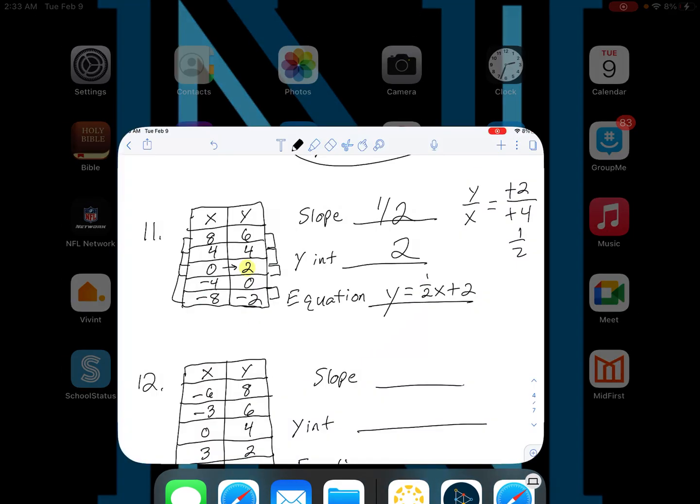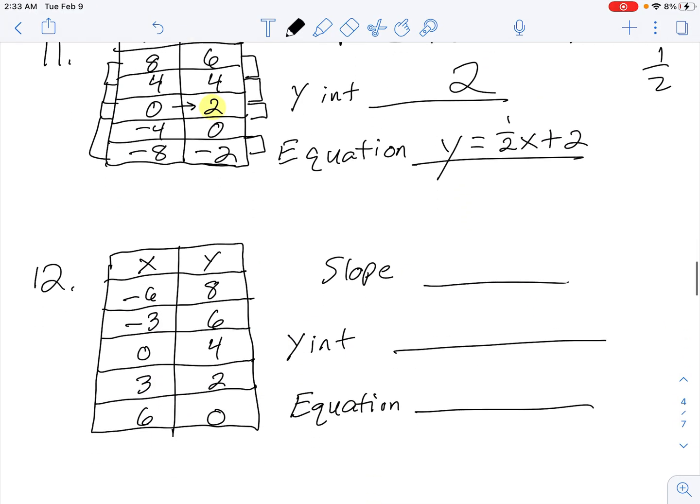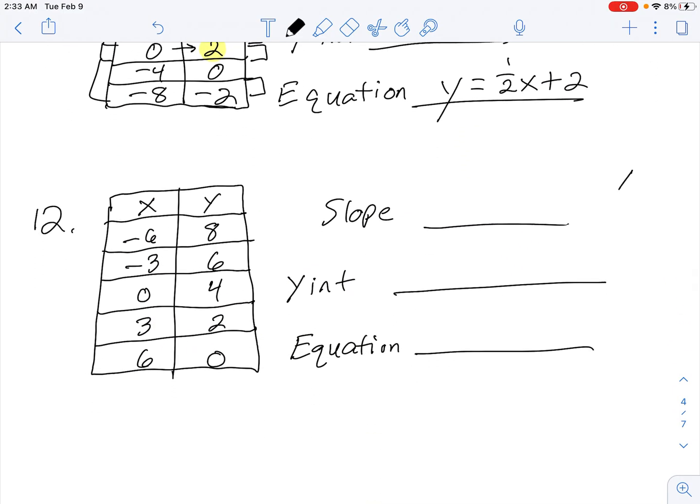Number 12 is exactly the same way. Okay, so what you're going to do on number 12 is the exact same thing. So again, it's y over x. So y is down 2, down 2. All of them are down 2. And then the x, that's up 3, up 3, up 3, up 3. So negative 2 over 3.